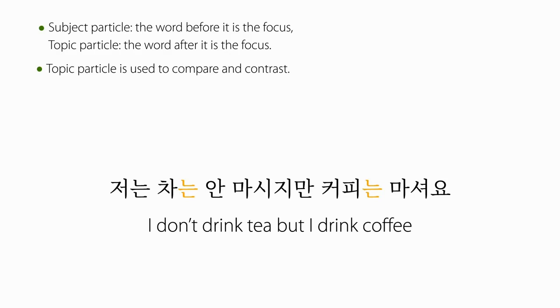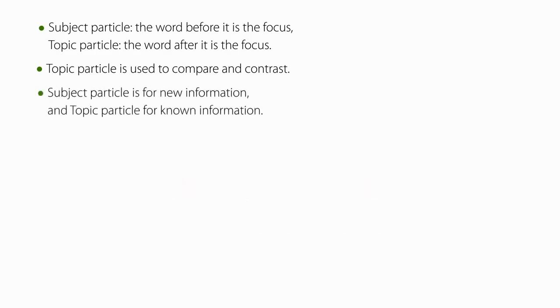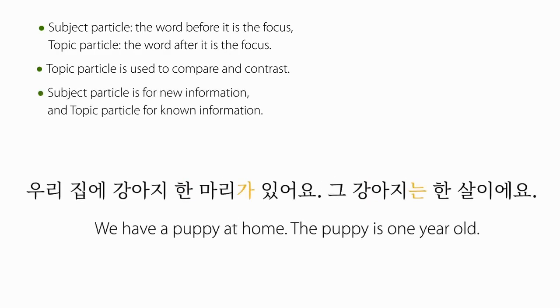Last, subject particle is for new information and topic particle is for things that are known and familiar and we already talked about. Take a look at this example. 우리 집에 강아지 한 마리가 있어요. 그 강아지는 1살이에요. So we used the subject particle when we mentioned the puppy for the first time, but when we mentioned the puppy again, we used the topic particle because it was no longer new information.